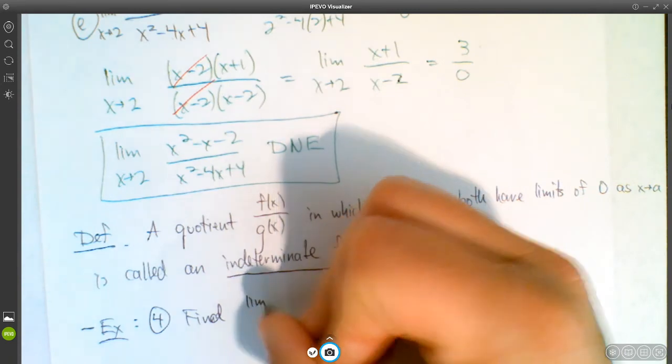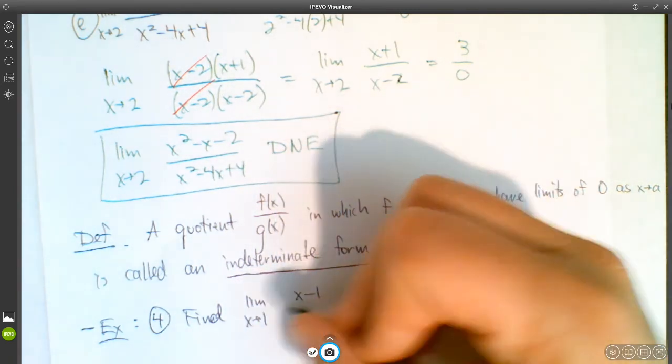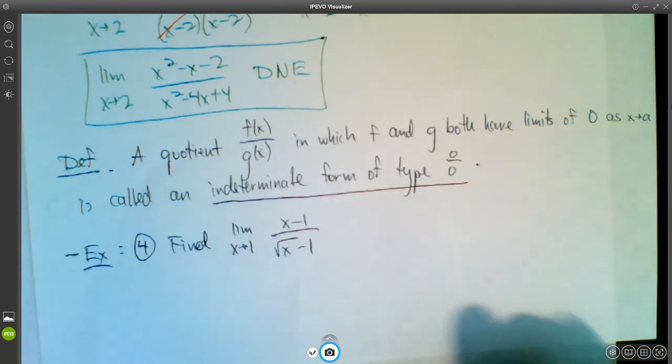Let's find the limit as x approaches 1 of (x minus 1) over (square root of x minus 1). We actually did this problem in the previous section, in section 1.1. We did it using a table of values, but I want to show you that you can do this algebraically without making a table of values.